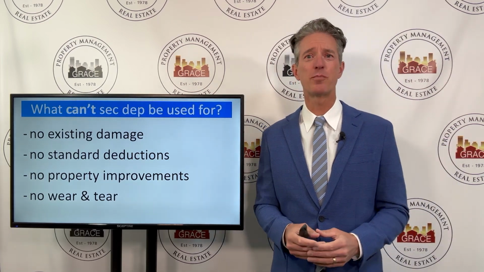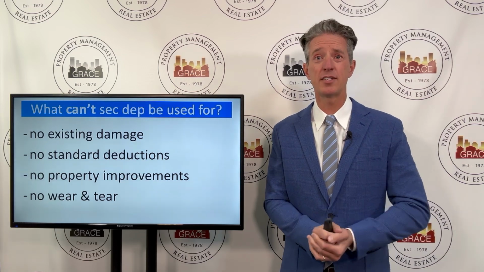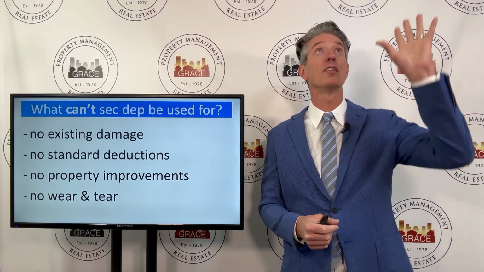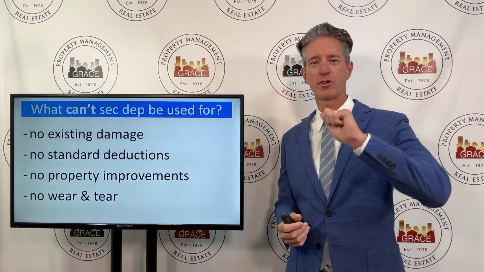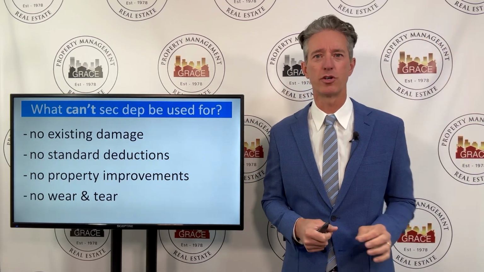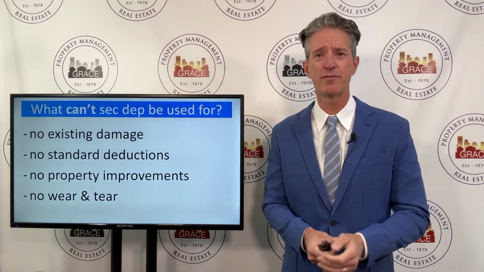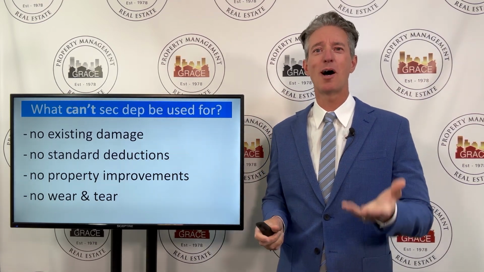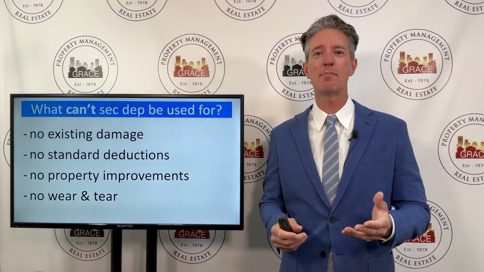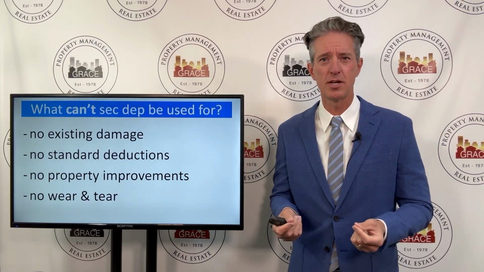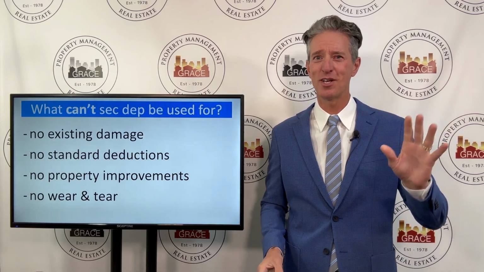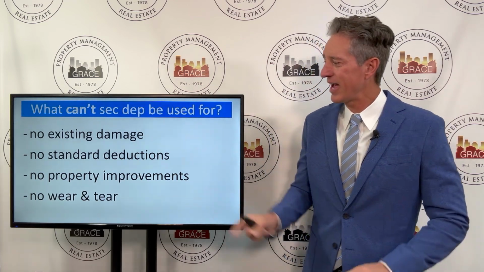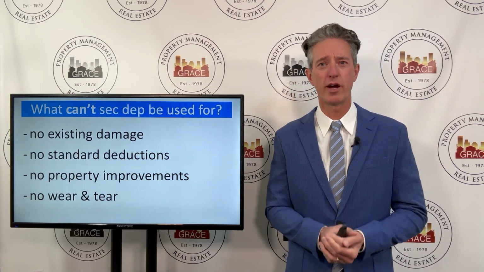Thirdly, you cannot charge for property improvements. So if the tenant does damage, let's pretend there was a light fixture and the tenant was playing inside and their kid swung the baseball bat and broke the light fixture. Can they be charged for the replacement of the light fixture? Yes, but you can't upgrade the light fixture. You cannot make any property improvements because of damage that was caused by the tenants. That doesn't just apply to light fixtures, it applies to everything. And then lastly is you cannot charge for wear and tear.